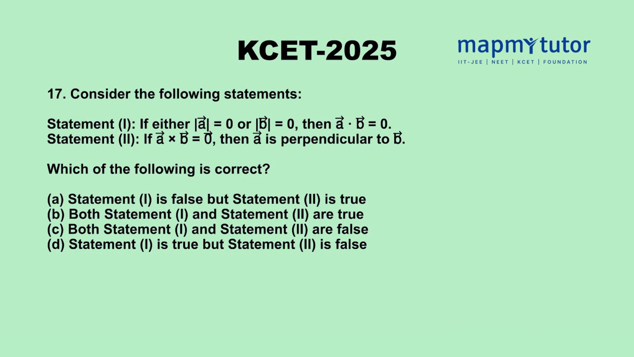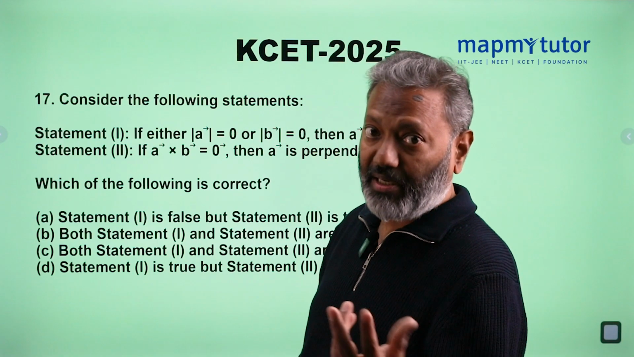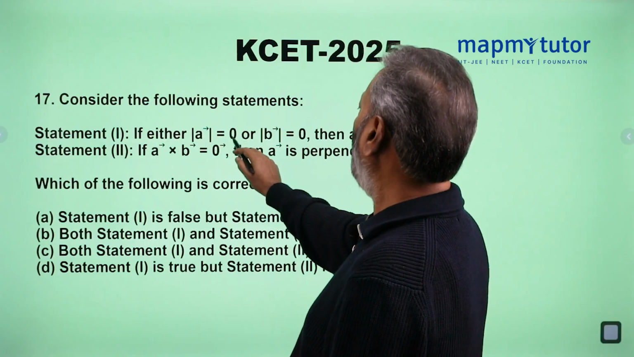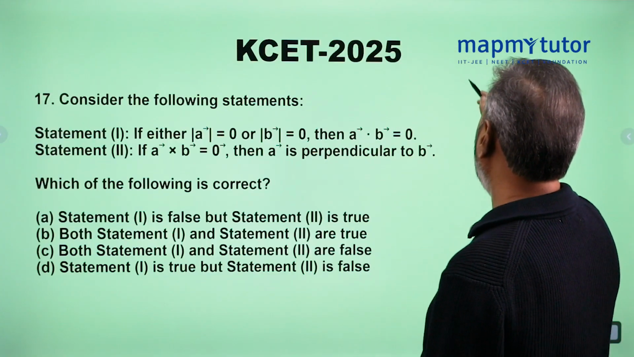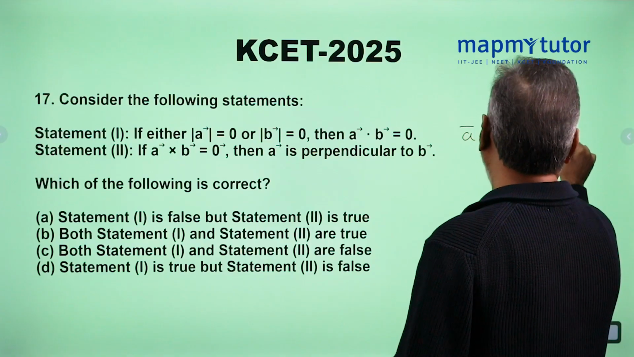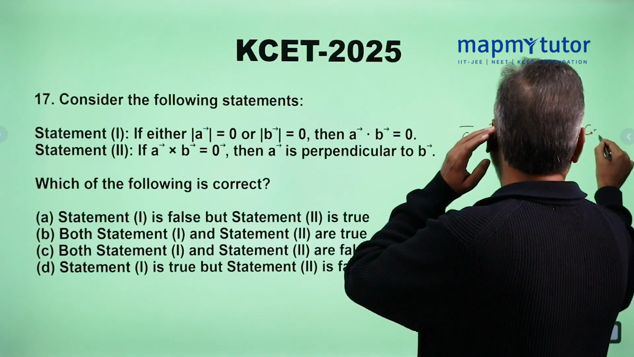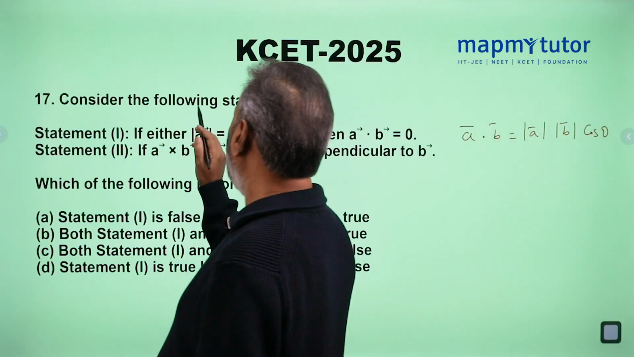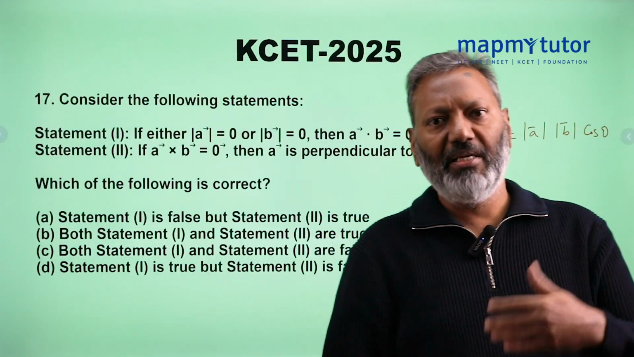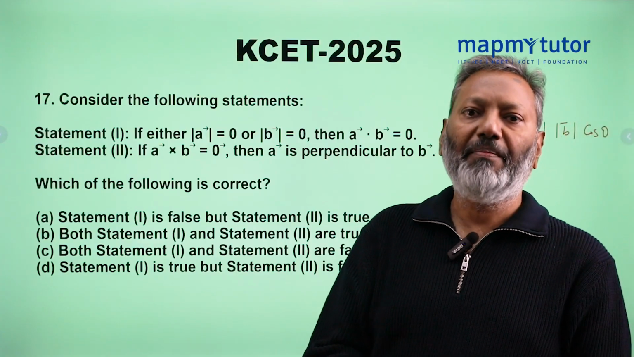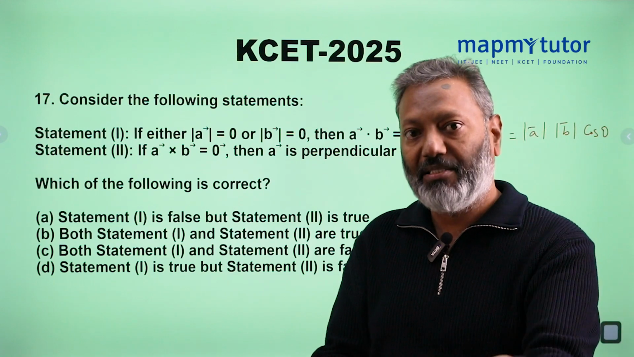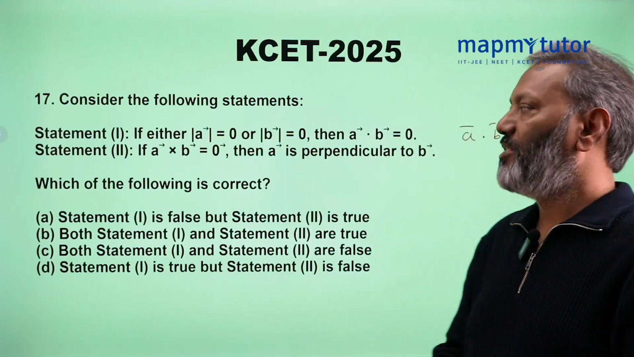Consider the following statements. Again, statement model. You can observe many questions are given in statements. Statement 1: If either mod A bar is 0 or mod B bar is 0, then A dot B is 0. Let us verify this. What is the definition of A bar dot B bar? Mod A bar, mod B bar, cos theta. Therefore, if either mod A bar is 0 or mod B bar is 0, then A dot B is 0. Of course, correct. Even the third case also holds: if cos theta is 0, then the dot product will also be 0.